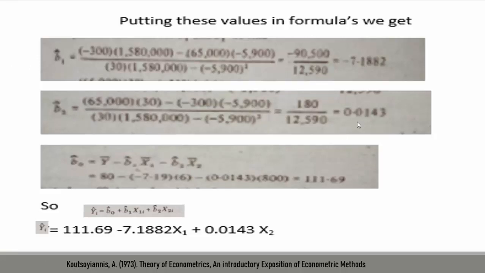0.0143. And if you put all these values in the formula for b0 hat, y bar, we know that it is 80, minus b1 hat, which is minus 7.19, times x2 bar, which is 6, minus b2 hat, which is 0.0143, times x2 bar, which is 800. So by multiplication and solving, we get b0 hat as 111.69.